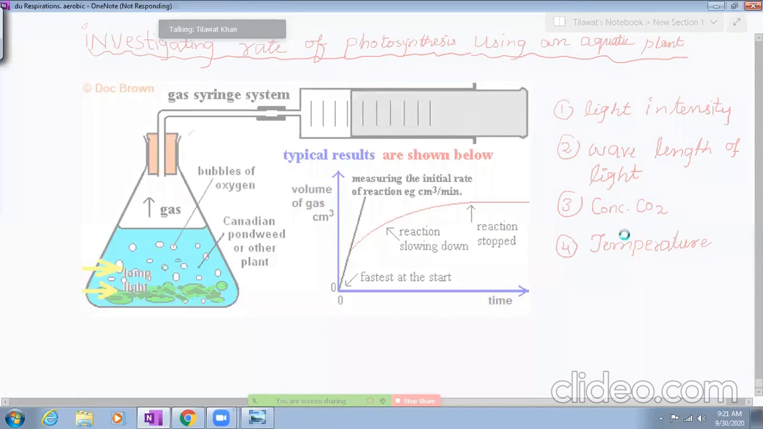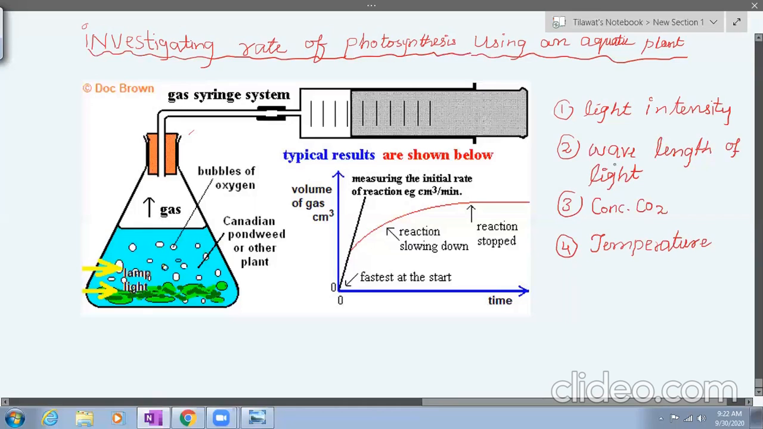Because light intensity is very important for the excitation of electrons from chlorophyll or from the primary pigment during the light reaction of photosynthesis. Wavelength of light is also very important because photosystem 1 and 2 absorb different, specific wavelengths of light. So that is also very important. So we should know at which wavelength of light photosynthesis works at a maximum rate.